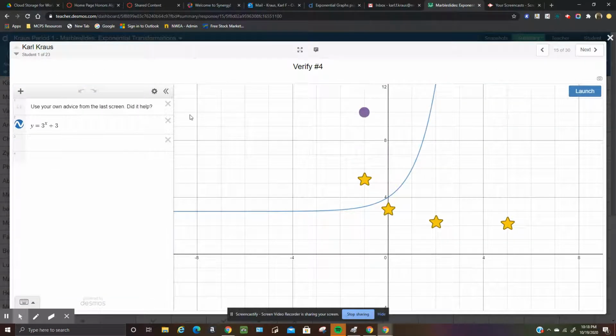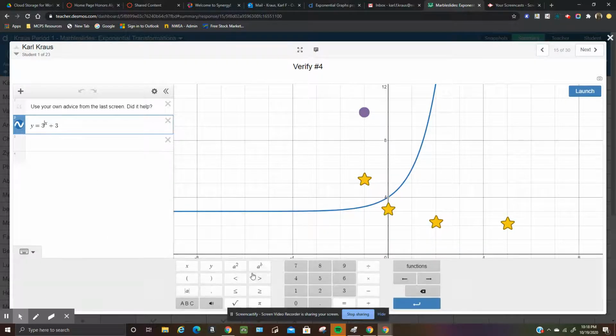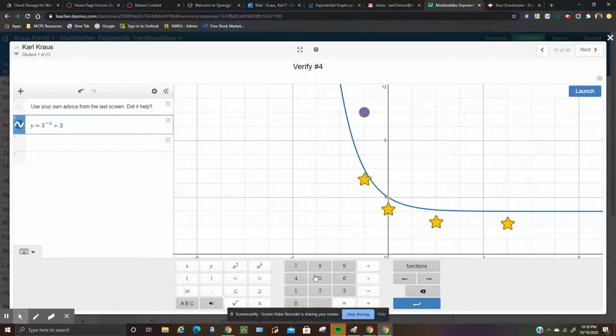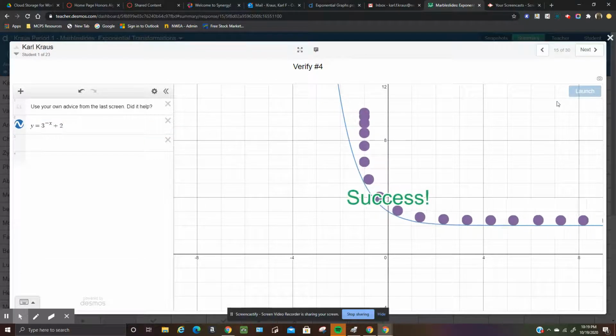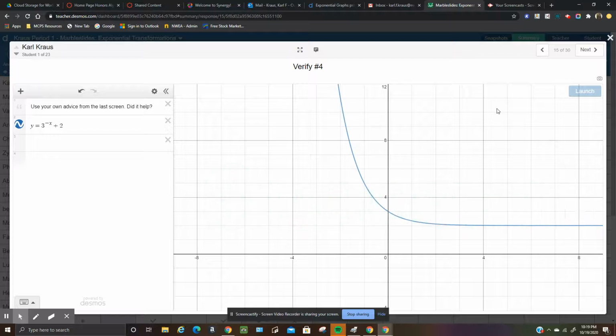And then they want you to do that here. So put a negative in the exponent, change this to a 2, and then launch marbles. It collects all the marbles there.